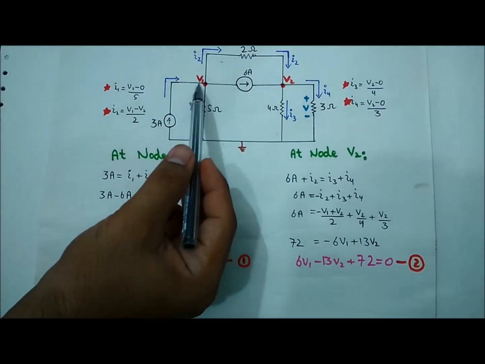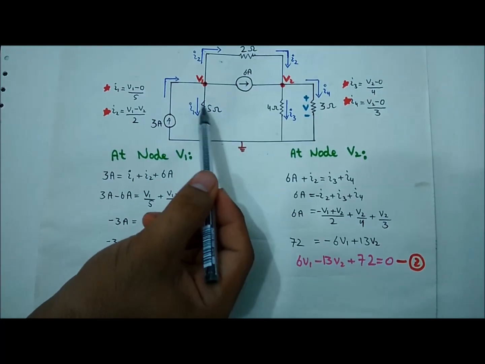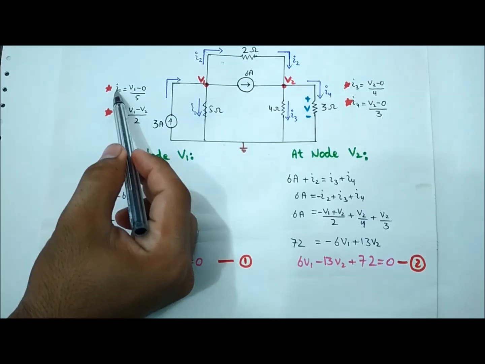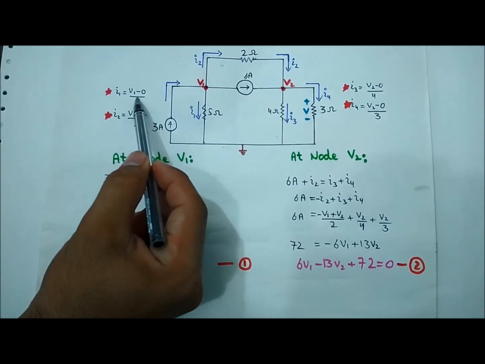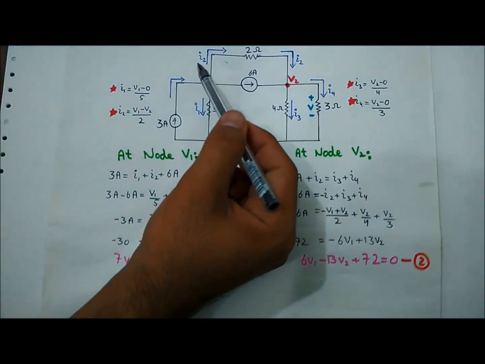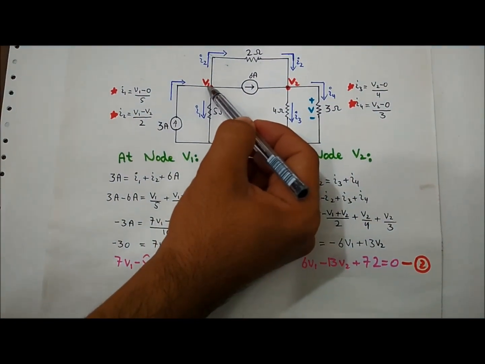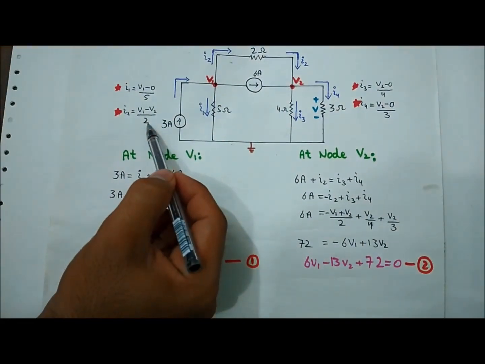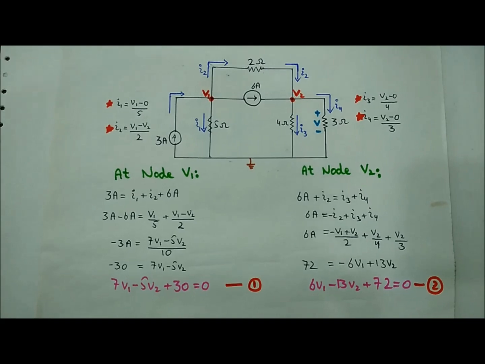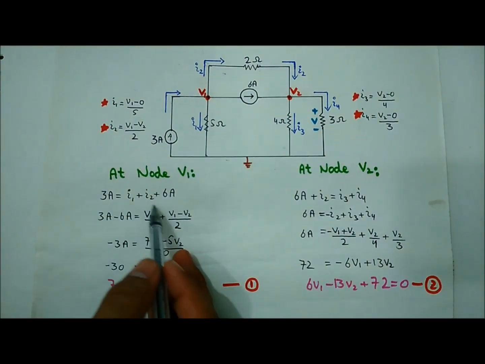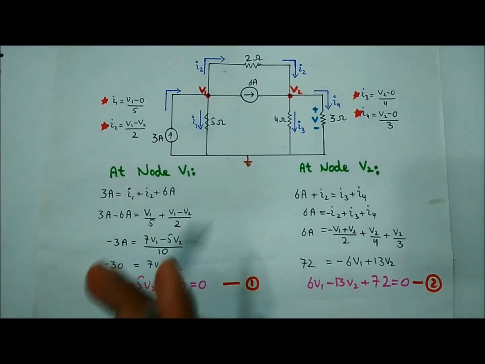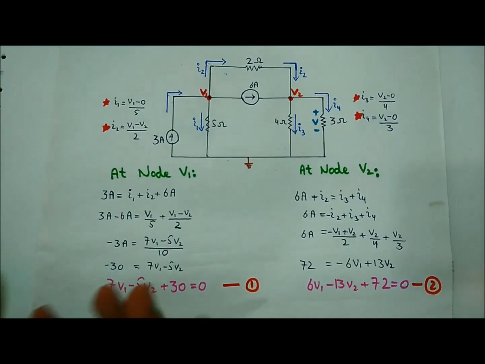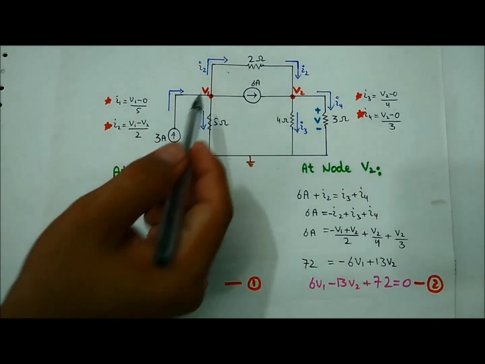Now, according to Ohm's law, we will represent all these branch currents in terms of voltages. I1 is from V1 minus 0 across this 5 ohm, so I1 is equal to V1 minus 0 divided by 5, and I2 in terms of voltage will be V1 minus V2 divided by 2. Now we have written the equation, and we will simplify it a little bit.